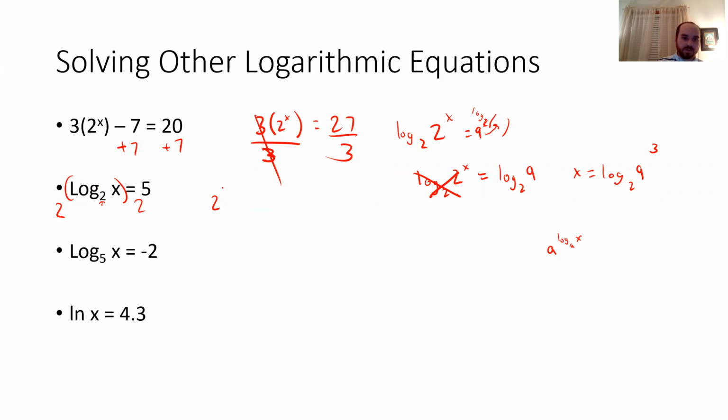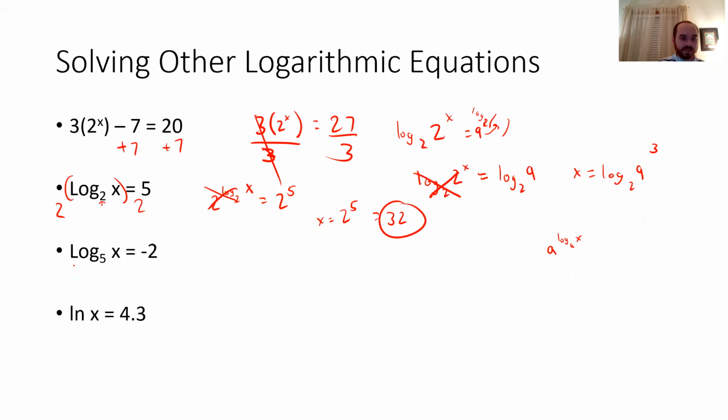So this gives us 2 to the log base 2 of x equals 2 to the fifth. The 2 to the log base 2 cancel out, and we're left with x equals 2 to the fifth. 2 to the fifth is 2 times 2 times 2 times 2 times 2. So this is equal to 32. So x equals 32 for this one.